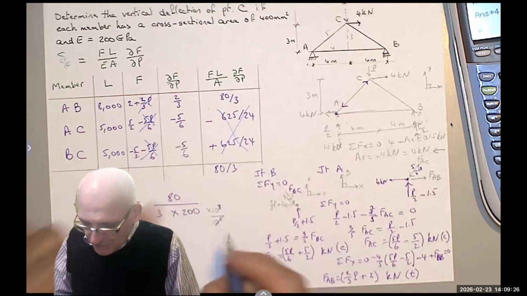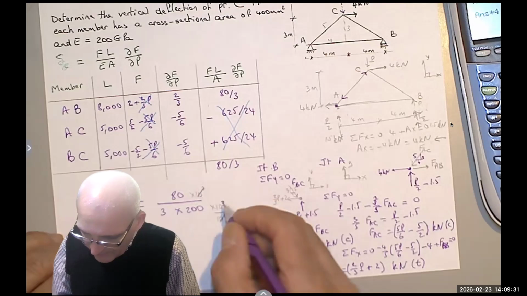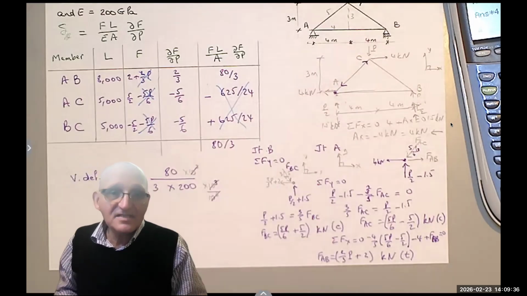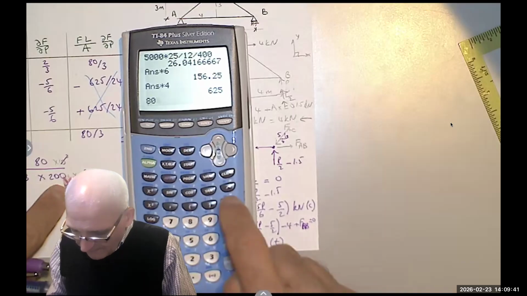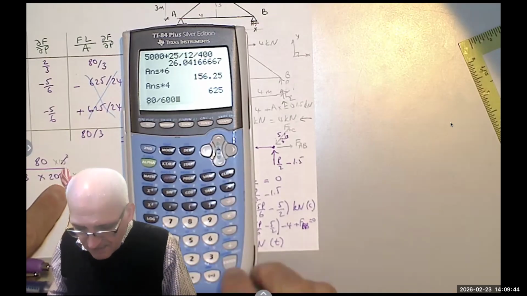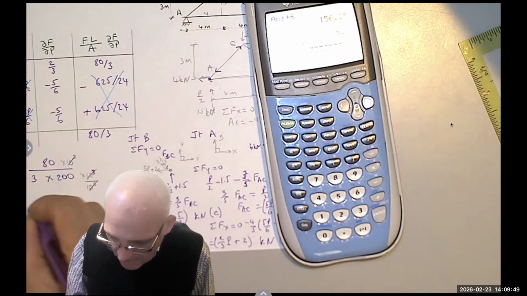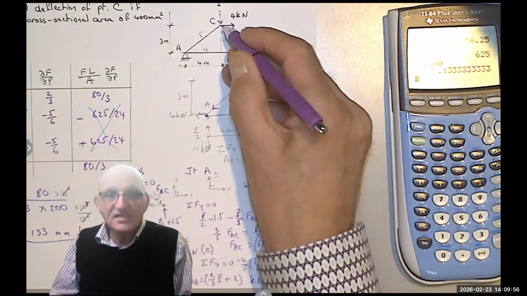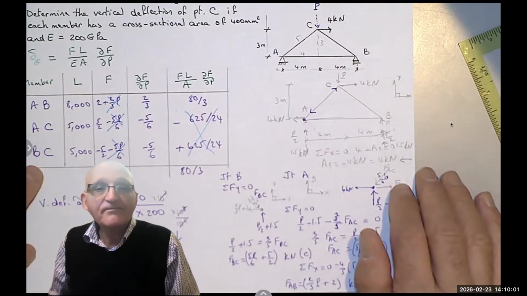But then that's in kilonewton. So you would multiply it by 10 to the third to make it Newton. So they cancel with the bottom Newton. So you don't have to worry about multiplying and dividing because they cancel each other. And finally, you are going to divide 80 by 600, right? And you get 0.133 millimeters down. That's the deflection of point C in the truss using Castigliano's method.